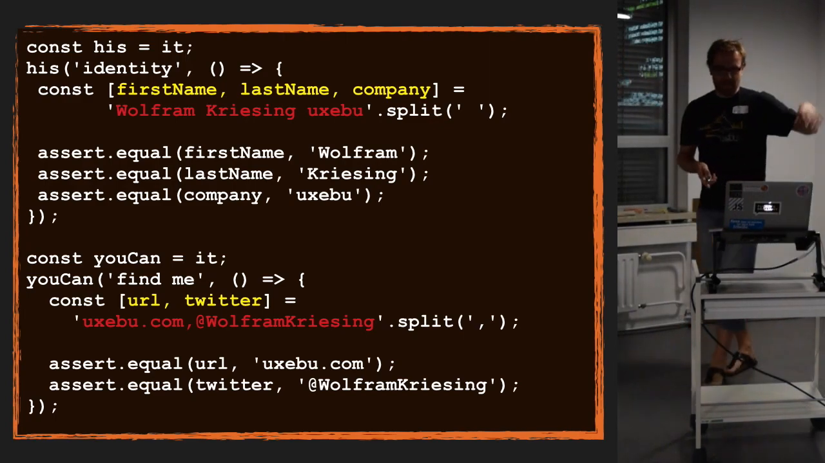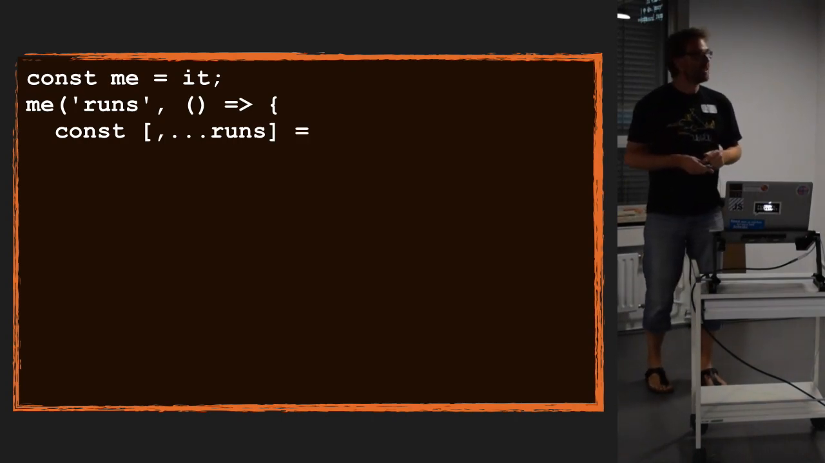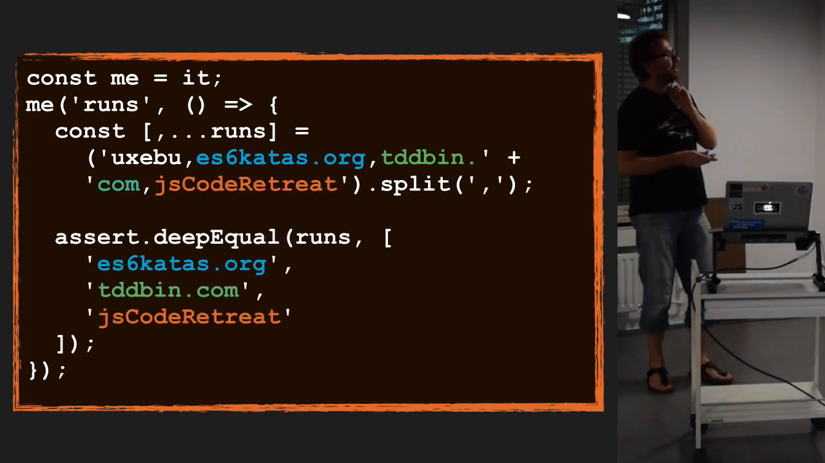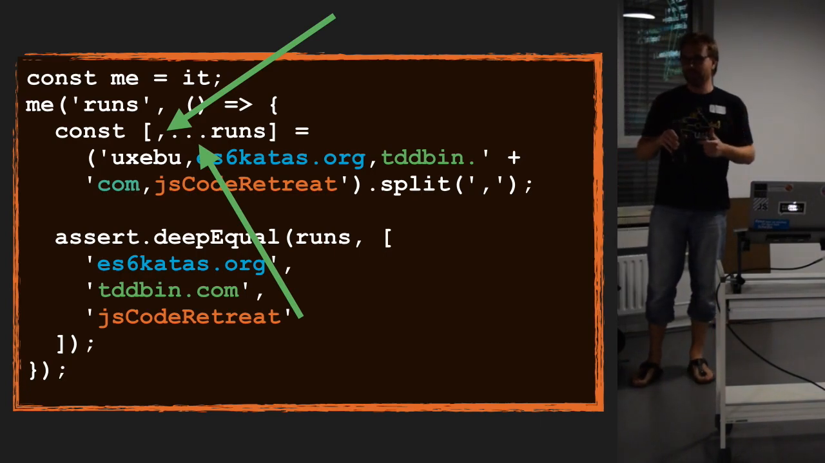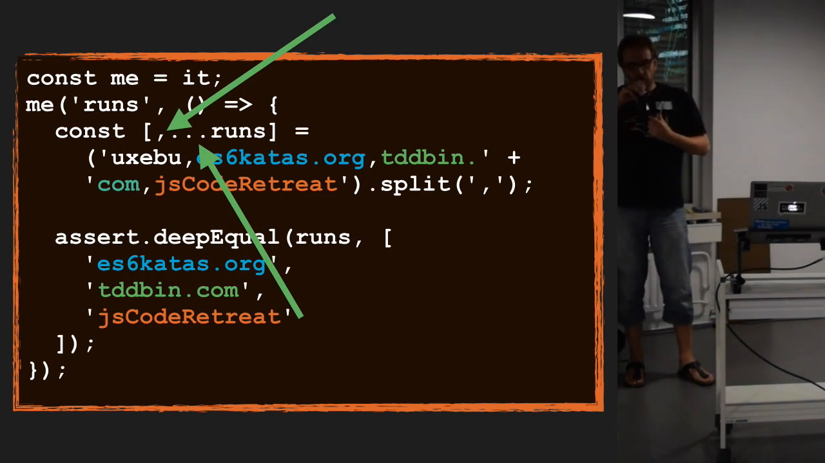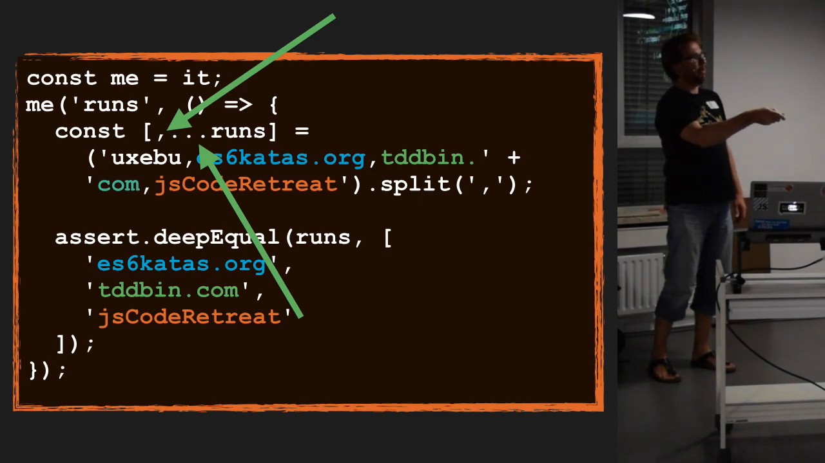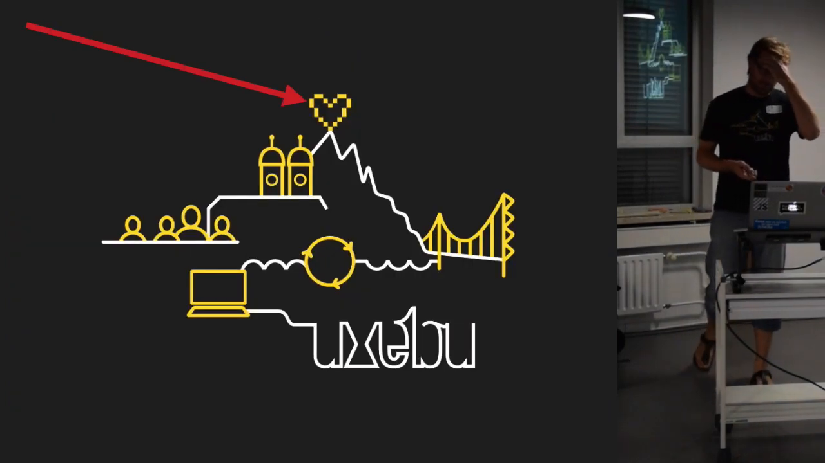So that's just my name and where you can find me, but this one is probably more fun. I just assign it to me, and I say me runs. Yuxibu, ES6 Katas, TDD bin, I will tell you a little bit what it is. But do you see this comma there? And do you see those 3 dots there? Who knows what that is for? Actually, I just put it in there so I could use another ES6 feature than in the slide before. So that comma is basically taking out Yuxibu. Well, first we're splitting this on a comma, right? Then this comma is saying, ignore the first one, but take all the rest. And all the rest goes into runs. And then runs is basically an array of the other 3 things in there. So that's just introducing myself by some tests.